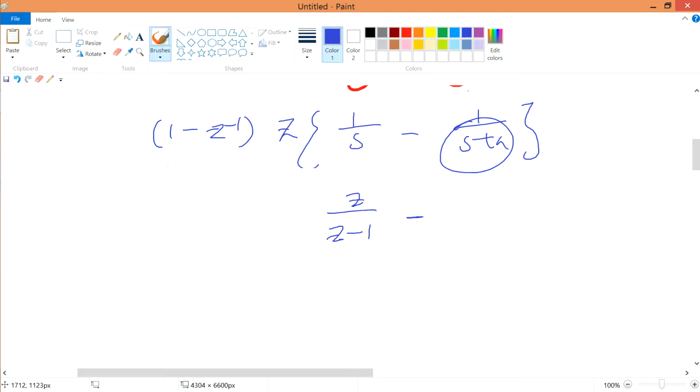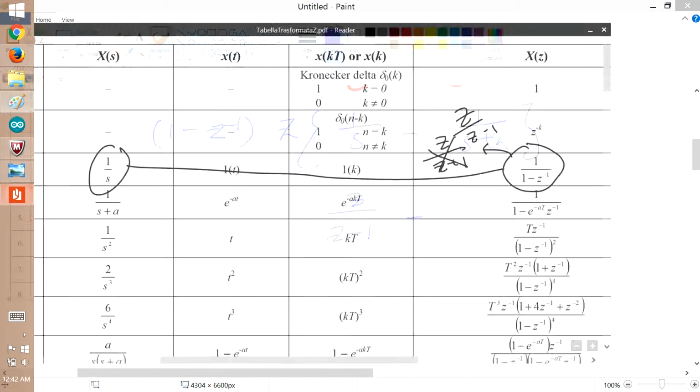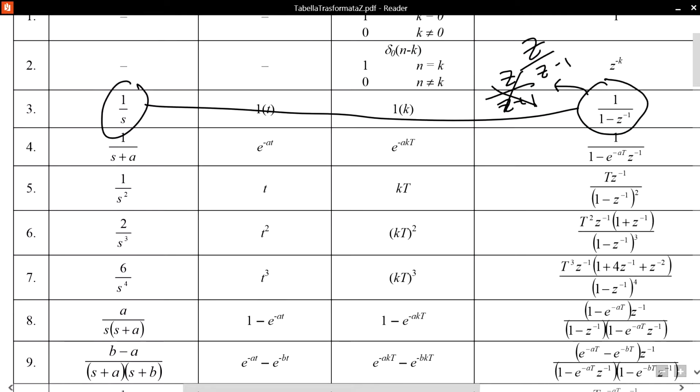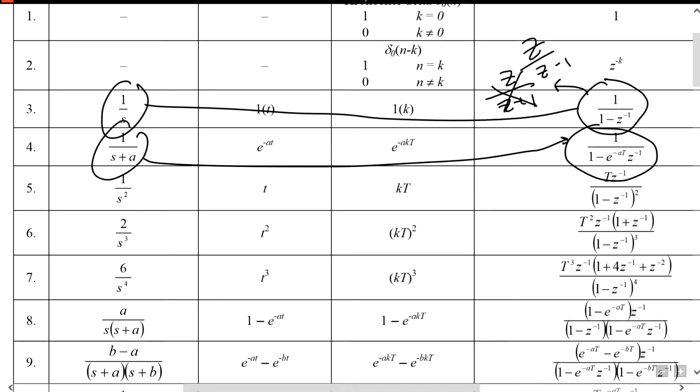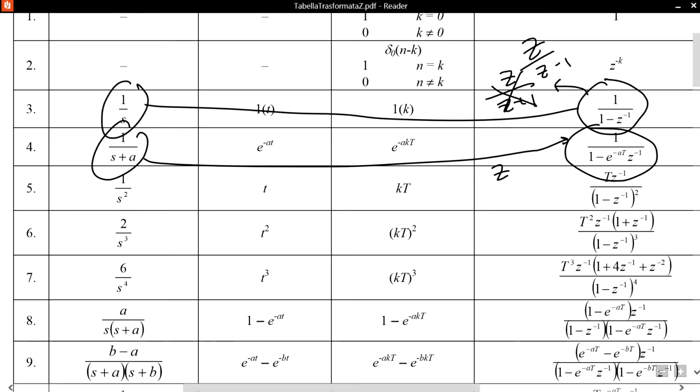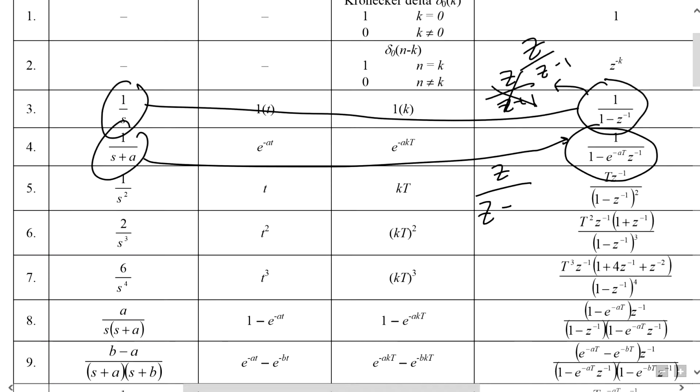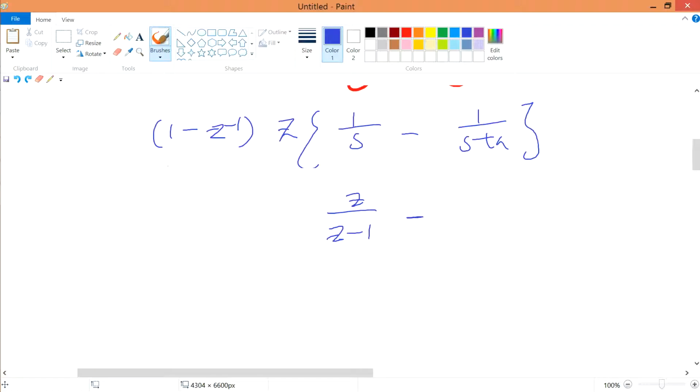Minus 1 over s plus a, which is also in the table. Can rewrite as this form. So I will have z over z minus e to the minus aT. So I'll just simply rewrite over here. It's the same thing.